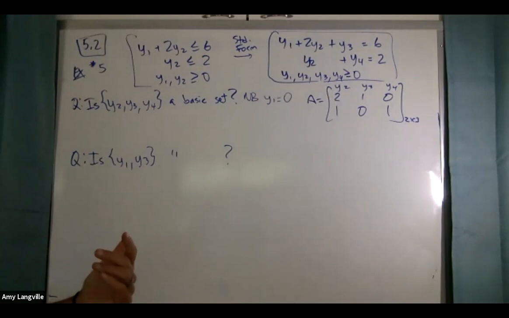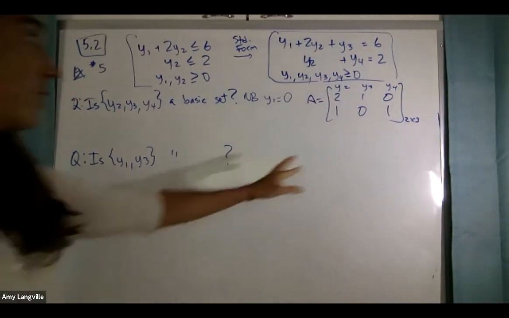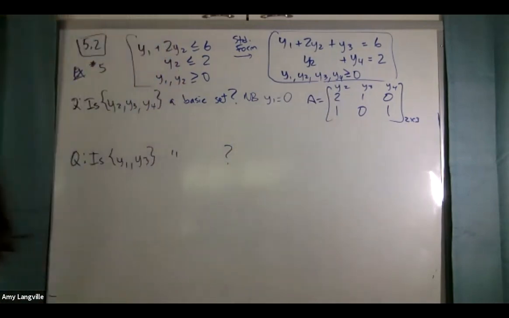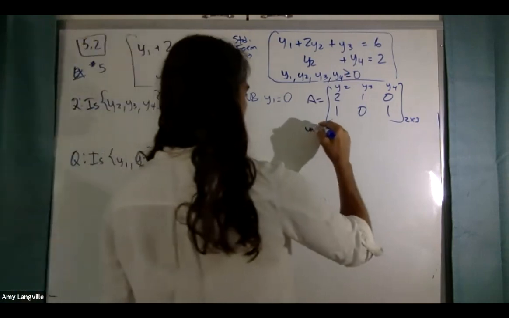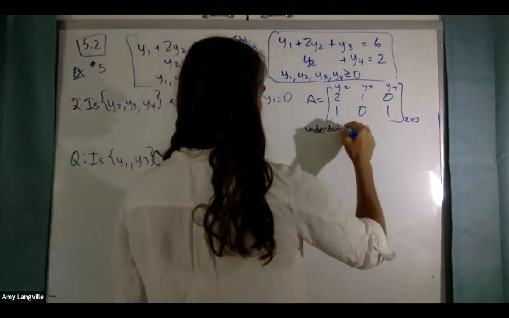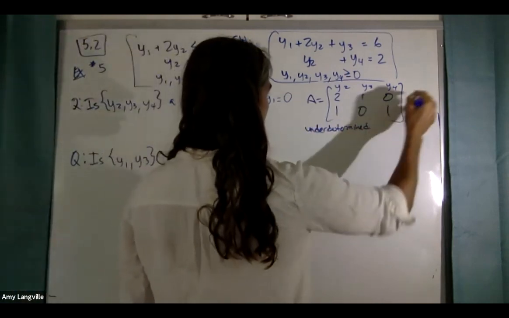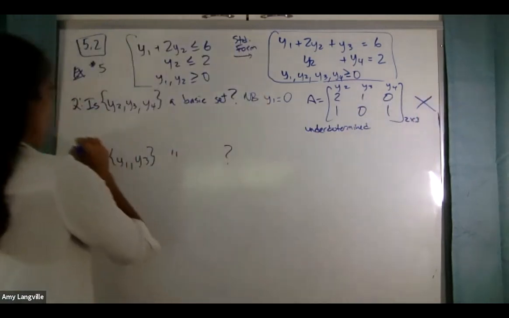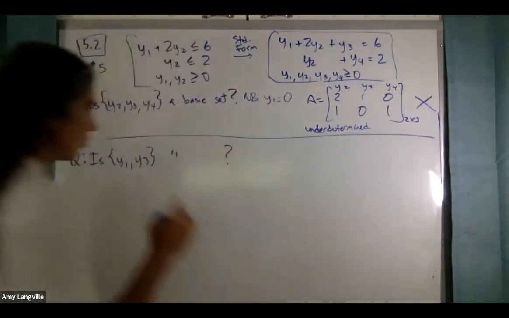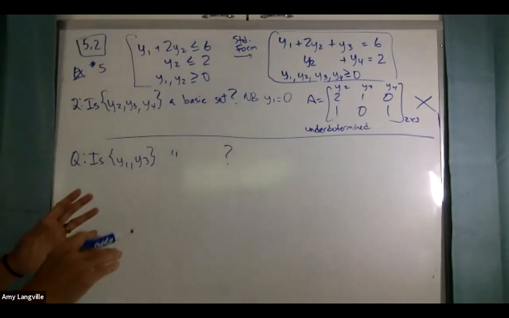And so we can't find a unique solution for this. Actually there's some dependency between the columns. Not enough, an underdetermined system, right? So we can't get a unique solution. So not a basis. Okay, next one. So too many there. So you have to have just the right amount.